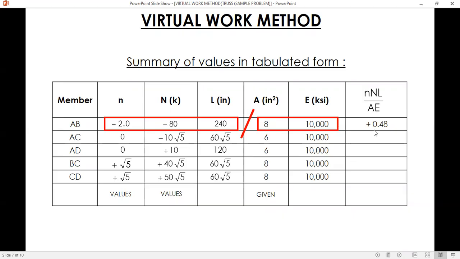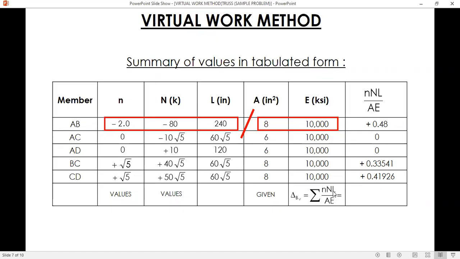For AC, it's 0. For AD, 0 also, since N is 0. For BC, square root of 5 times this one divided by 8 times 10,000. This is the result. And then also for CD. And the final value is the sum.